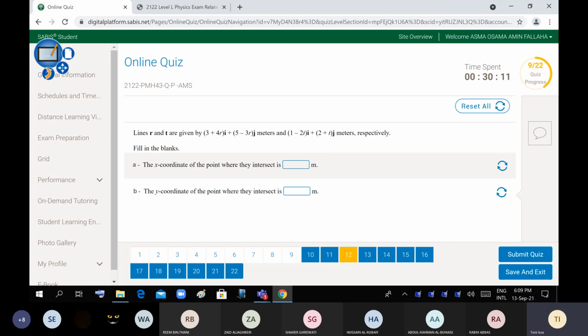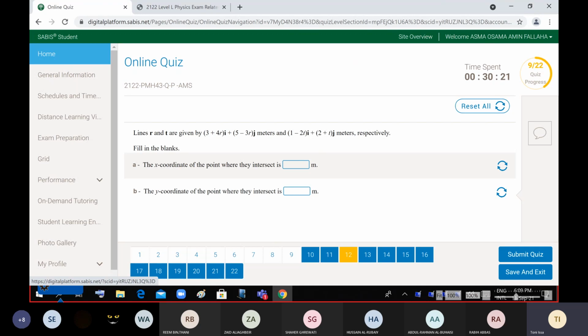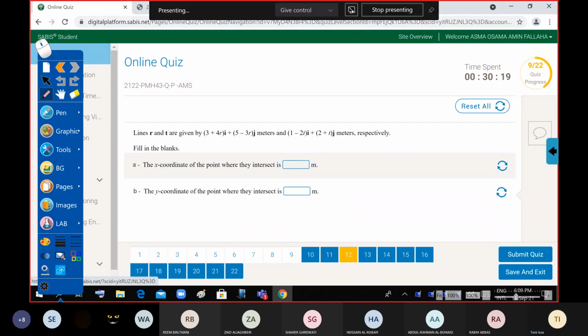This is R and T. They are both lines with x coordinates. They wanted to find the x coordinate and the y coordinate where they meet, where they intersect. So look at what you do, which is the fastest method. When they intersect, it means x should be equal to x.